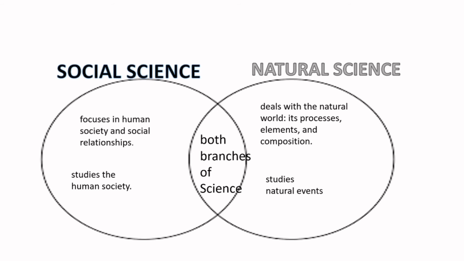Next, it studies the human society, yung social science, while natural science studies the natural events. Ano yung kanilang pagkakatulad? They are both branches of science. It is very interesting to study social science because it deals with the human behavior. The human behavior that is ever-changing, na hindi siya constant. So, nagbigay yun ng inspiration para magkaroon ng iba't ibang discipline.